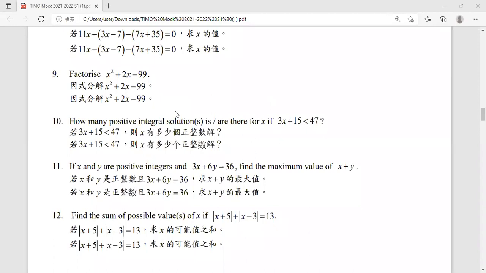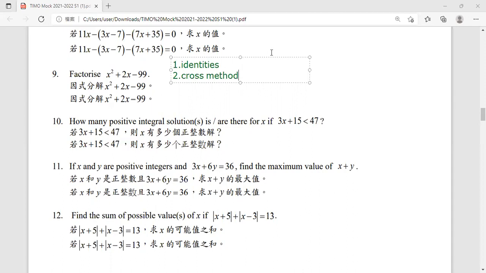Now, question 9. Factorize this one. Now, 2 ways of doing it. 1, use identities. Second, cross method.